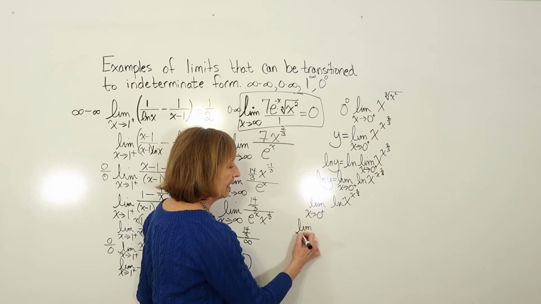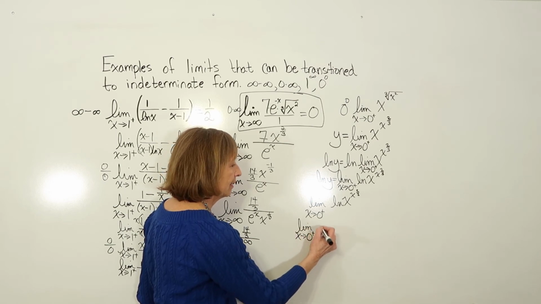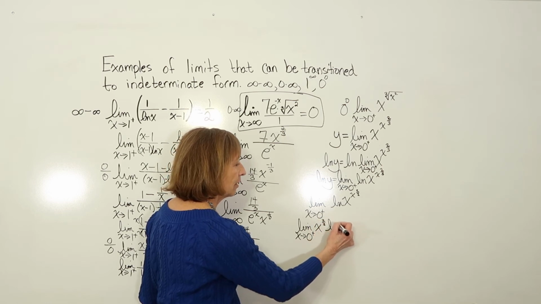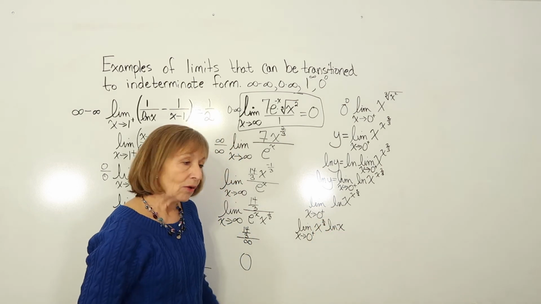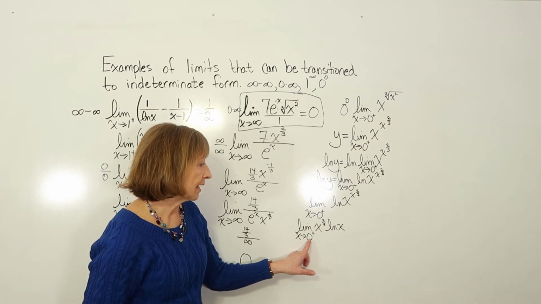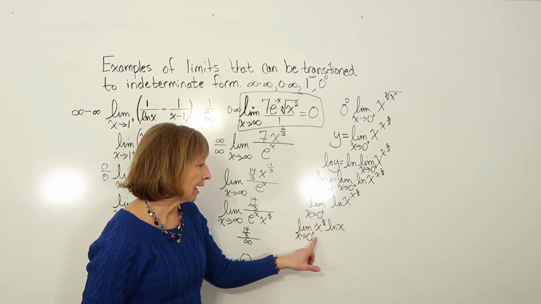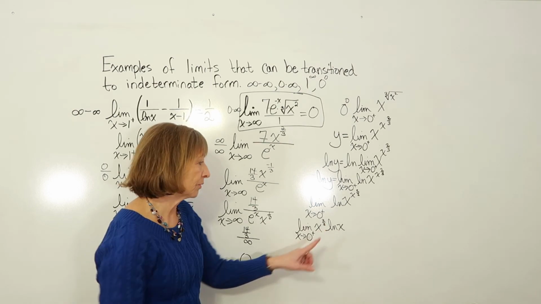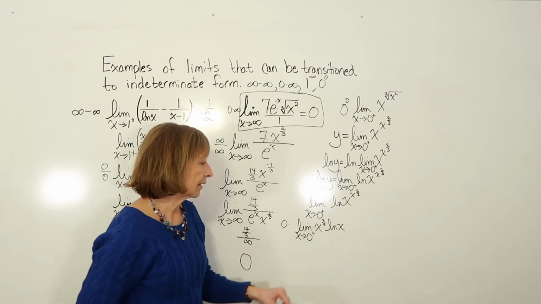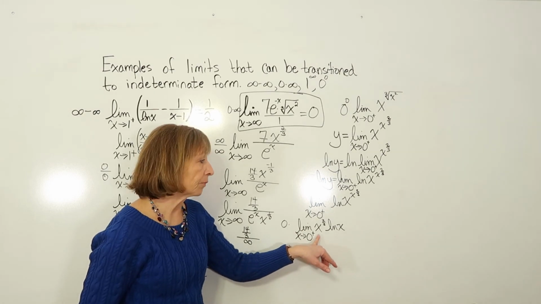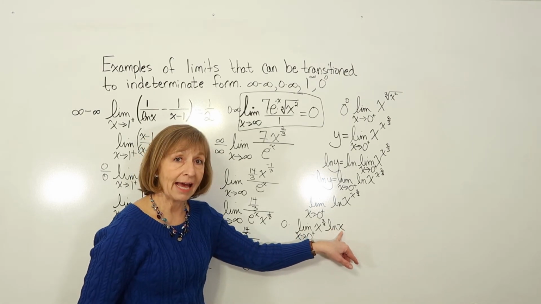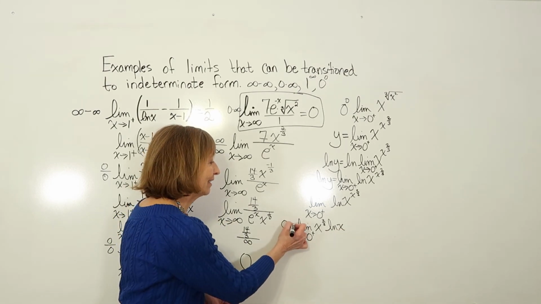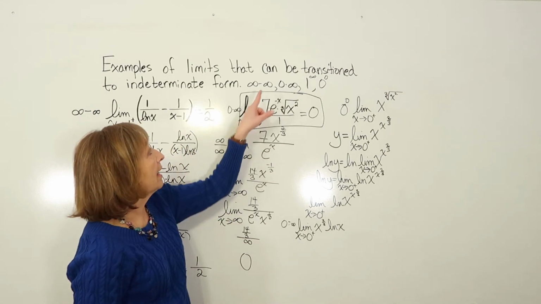So I have the limit as x approaches 0 on the right of x to the 2/3 times the natural log of x. When I look at what's happening with this, as x approaches 0 on the right, I have something approaching 0 to the 2/3 power approaches 0, and something approaching 0 on the right of the natural log of that. So natural log of something approaching 0 on the right approaches negative infinity. So I have this case.